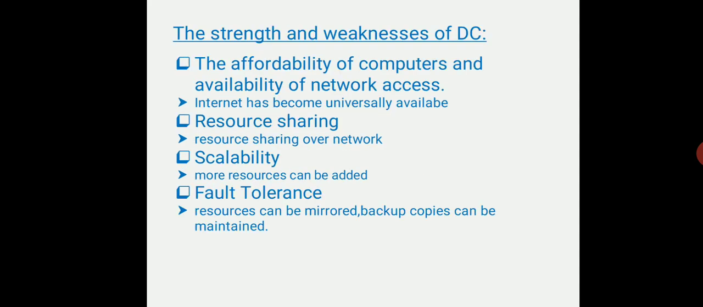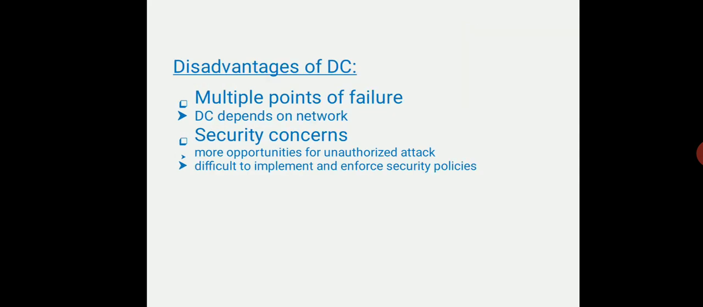First one is the affordability of internet, that means the internet is easily available. Resource sharing. Scalability, that means adding more and more resources to the computer. And one more is fault tolerance, that is tolerating the fault. That means in case of failure, the processing should not be stopped, and processing should be continued by using the resources of other computers.